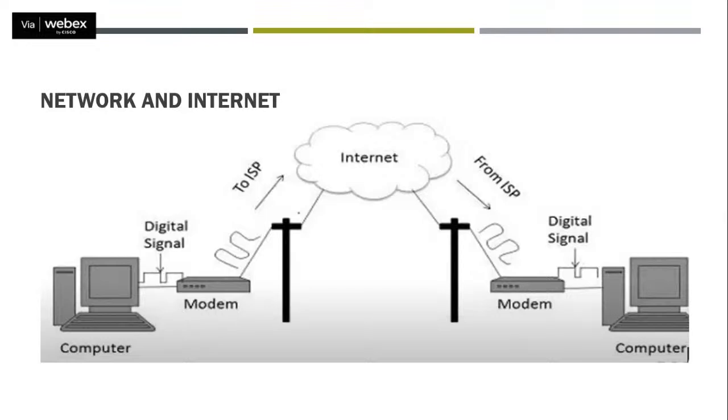So from one computer, it will go to the modem, and it will be a digital signal that will connect it to the modem, and the modem sends a request to the ISP, and the ISP connects to another WAN. That cloud is called the internet because everything is connected via wide area network.